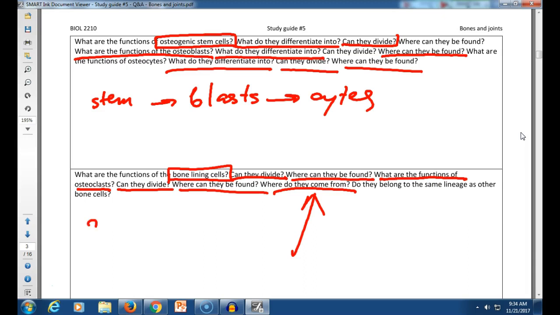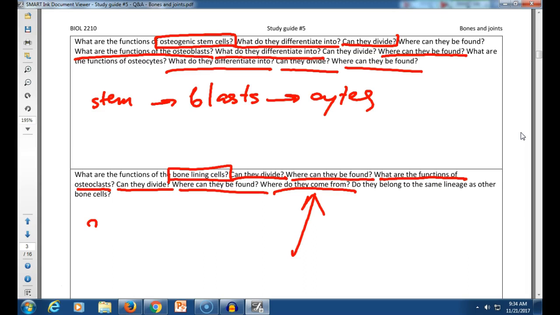Okay. So osteoclasts. What do they do? They destroy the bone. All other cells make new bone. These guys destroy it. Is that clear? Do they belong to the same family as osteoblasts or osteocytes or osteogenic stem cells? Do they or do they not? No. They do not. Okay?